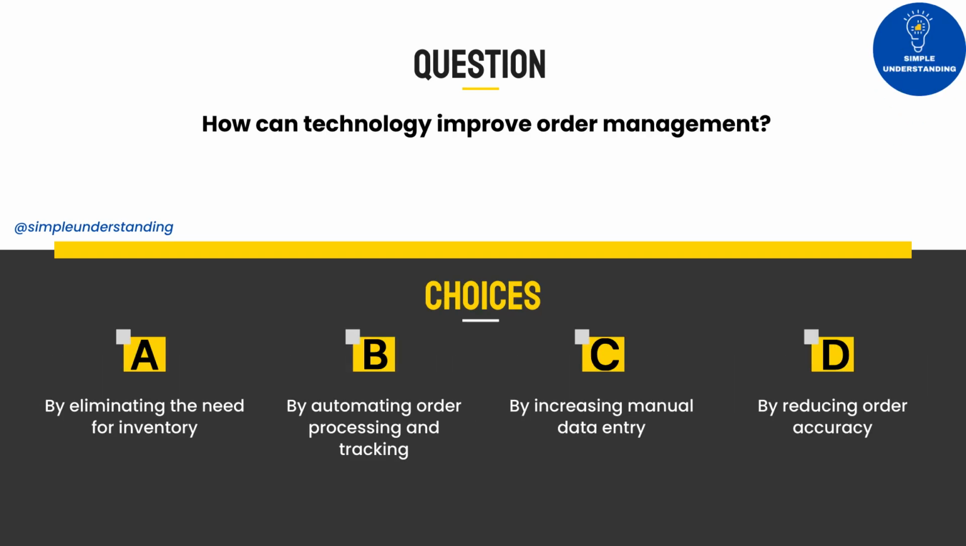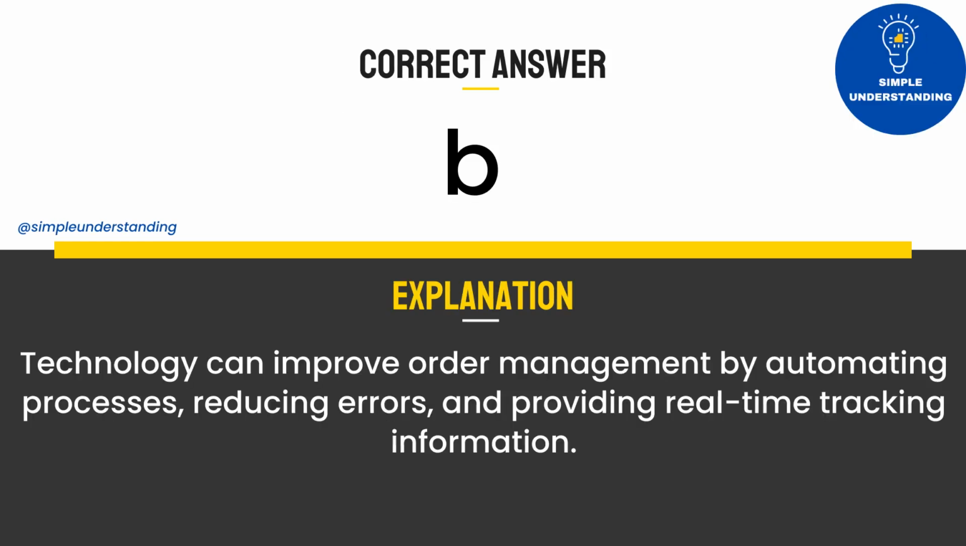9. How can technology improve order management? A. By eliminating the need for inventory. B. By automating order processing and tracking. C. By increasing manual data entry. D. By reducing order accuracy. Correct answer: B. Overall explanation. Technology can improve order management by automating processes, reducing errors, and providing real-time tracking information.